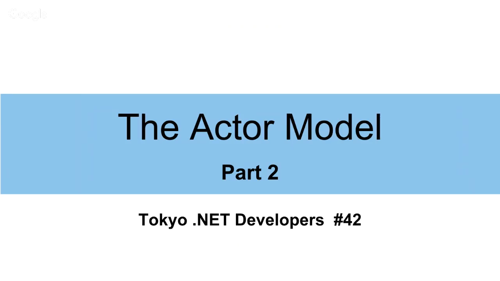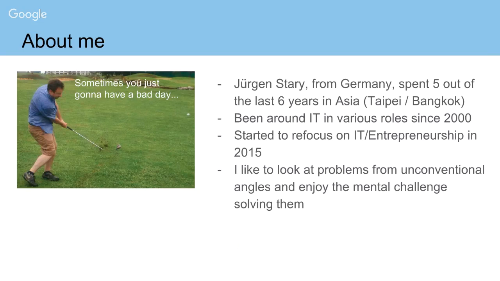So just a little bit about me. My name is Jurgen. I'm from Germany. I spend quite a lot of time in Asia, actually, but in Tokyo, I'm just here as a tourist at the moment. I've been around IT in various roles since 2000. And I started to refocus on IT and entrepreneurship in 2015. I do enjoy looking at various things from unconventional perspectives to see what can be done there, and I like to try to solve them. This is for me something that gives me joy.